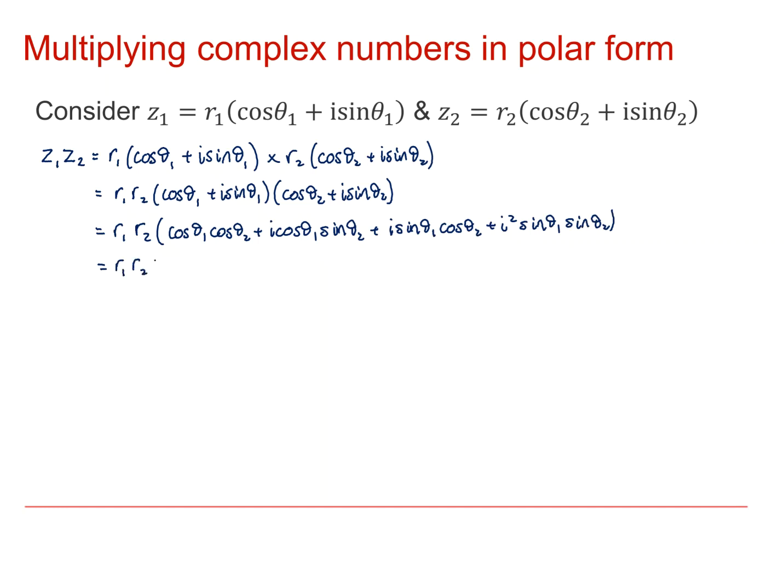Now I'll group together the real and the imaginary parts. So that's cos theta 1 cos theta 2, and over here I've got an i squared, so that's minus sine theta 1 sine theta 2, plus I've got two terms involving i, cos theta 1 sine theta 2 plus sine theta 1 cos theta 2.